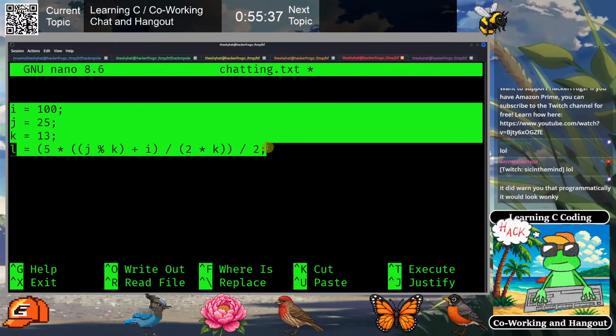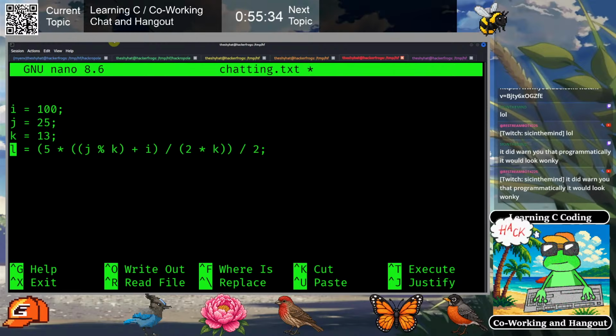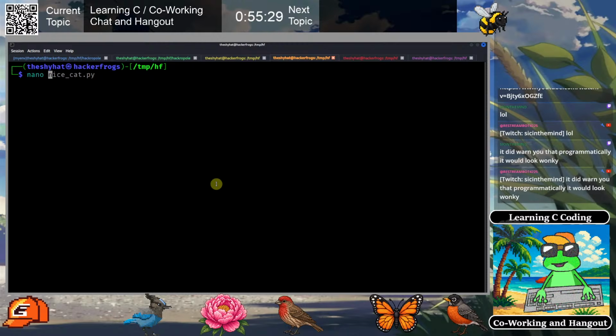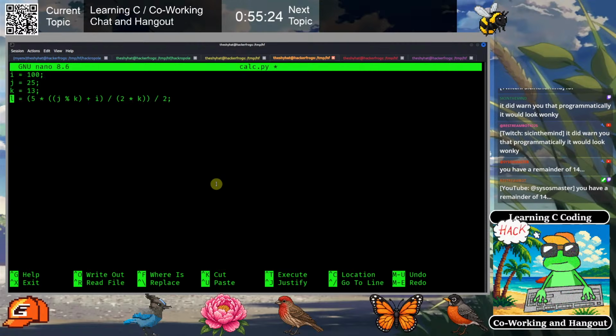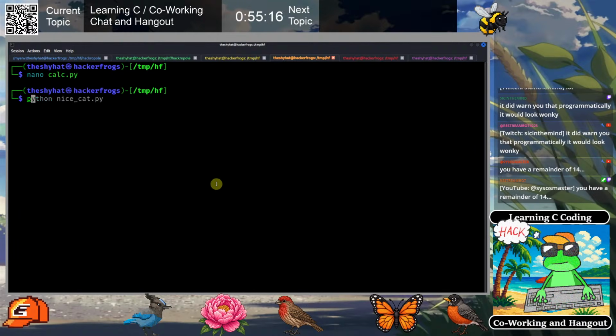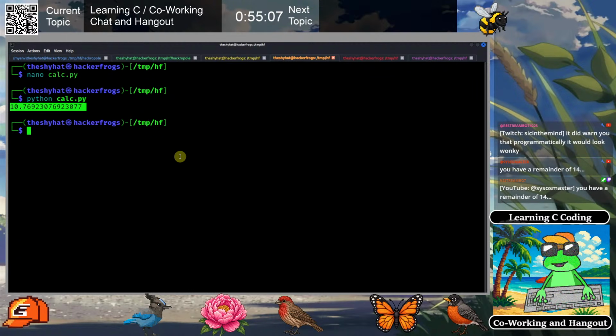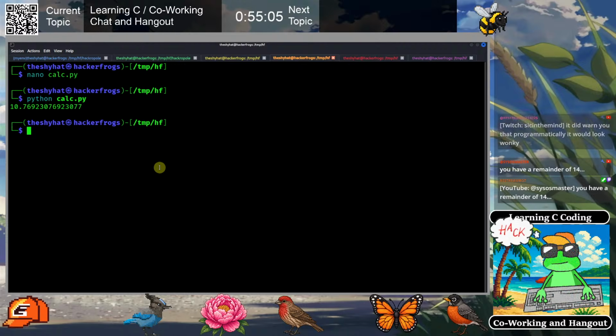Okay, let's do this in Python. If we were to just put this into a Python shell, nano calc.py. Shouldn't be this hard. Print L. Oh, it is supposed to be a floating point number. Yeah, no, I just kind of assumed. Your remainder of 14. Let's go back.